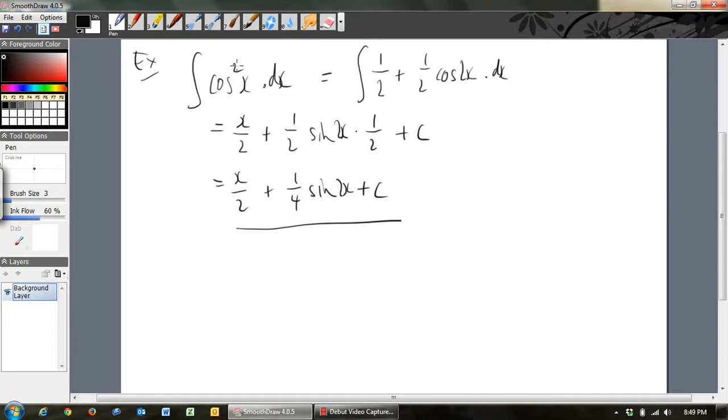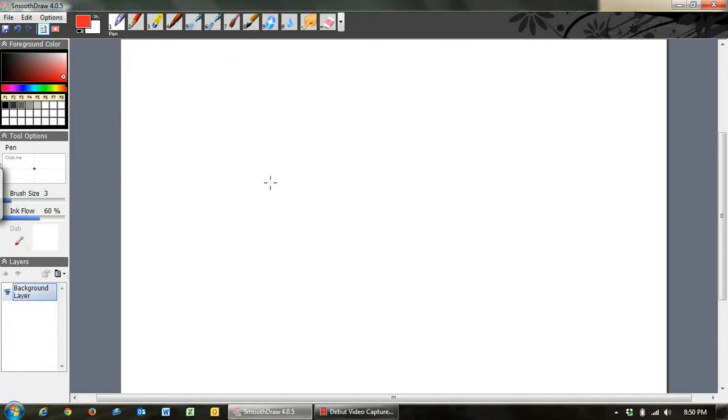So what we needed to do was reduce the power. See how we started with a power of 2, and we reduced that to a power of 1 there. So we've reduced the power, got it to something you can anti-differentiate, and then done it. So that's your first example.